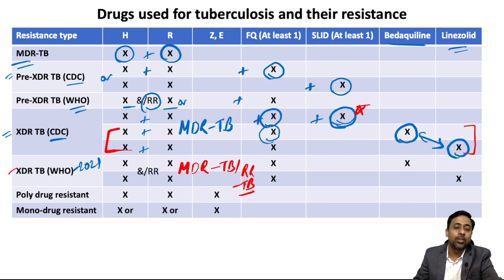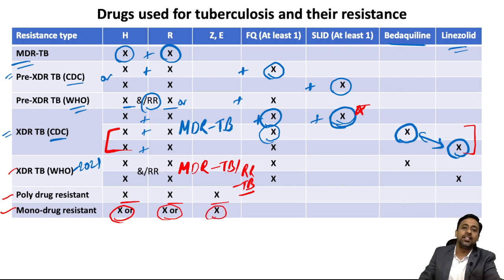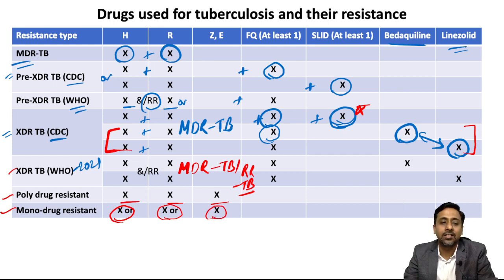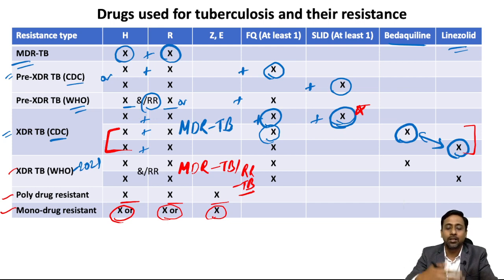What is polydrug resistance? Resistance to more than one first line anti-TB drug apart from H and R. That means resistance to either Z or E apart from resistance to isoniazid and rifampicin. Monodrug resistance is resistance to either H, R, Z or E. So any one of these four, if resistant, is called monodrug resistance. Poly means H plus R and any other, like Z or E. So I hope this is clear. Just repeat this content, and then you will be able to understand.